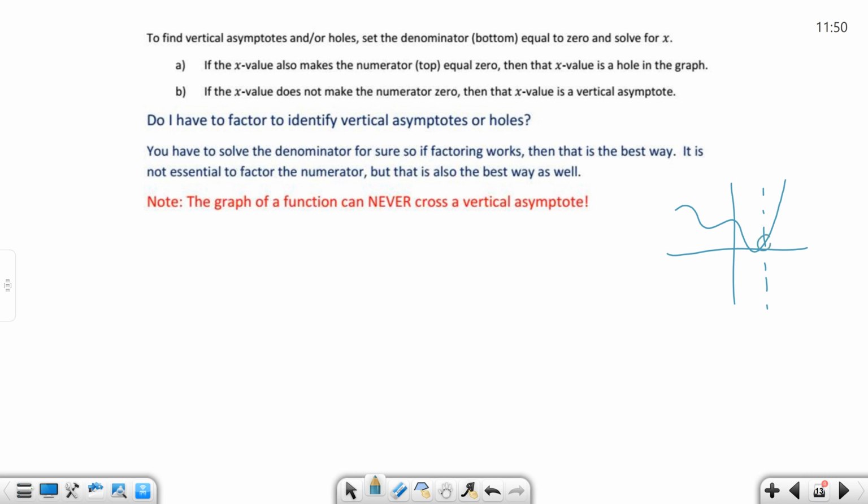No, you cannot cross right here. That cannot happen. No, no, no. Okay, that's where your teacher's pen explodes on your paper. It cannot happen. So it can never cross a vertical asymptote. Just remember that.